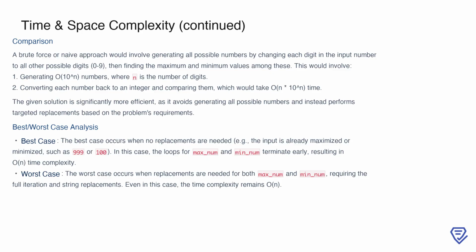On the other hand, the given solution avoids this inefficiency by making targeted replacements based on the problem's requirements. For best-case scenarios, such as when no replacements are needed, e.g., the input is already maximized or minimized, like 999 or 100, the loops for max_number and min_number terminate early, achieving O(n) time complexity. In the worst case, replacements are needed for both max_number and min_number, requiring full iterations and replacements. Even then, the time complexity remains O(n).